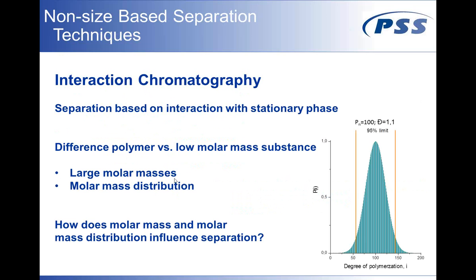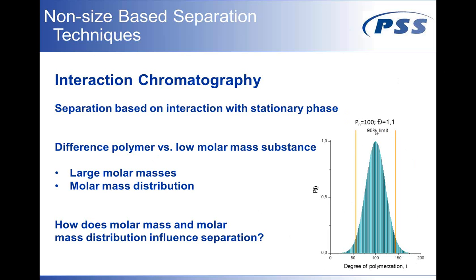And the second thing which makes a difference is that we do not have only large molecules, but we also have a molecular weight distribution, or molar mass distribution. What is shown here on the right-hand side is a calculation where I have assumed what we call a narrow distributed polymer, which has a polydispersity index of 1.1, and we assume that we have a number average degree of polymerization of 100.